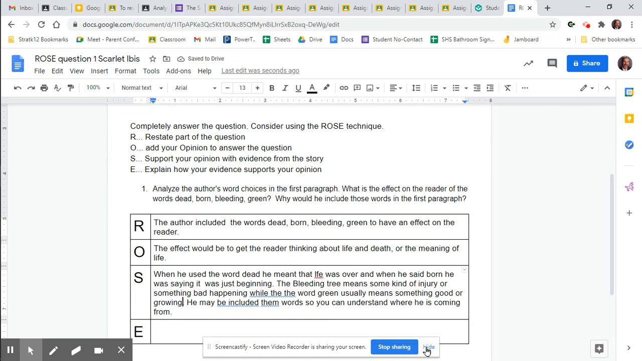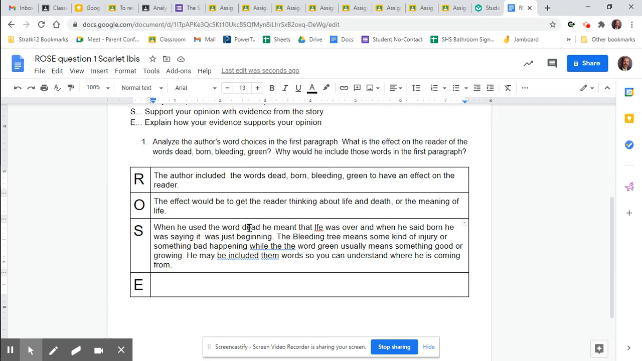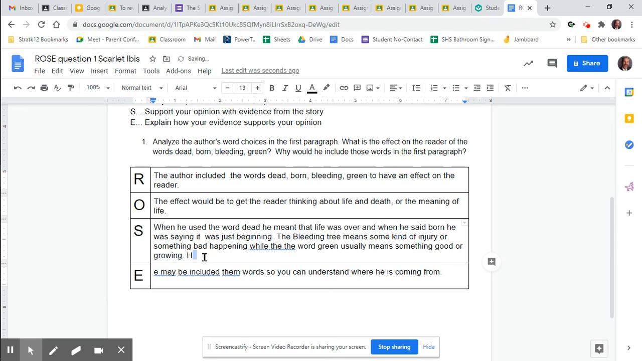Okay. And then that would be your support. You've pulled words out of the story and used them in your response. And then the final explanation, E, would be this sentence right here. So I'll pull that down into here. This says he may be including them words so you can understand where he is coming from.